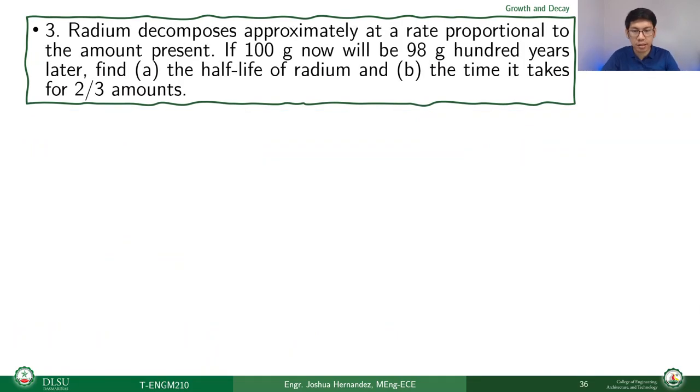Number 3. So example number 3. Radium decomposes approximately at a rate proportional to the amount present. If 100 grams now will be 98 grams 100 years later. So ano nangyari? From 100 grams, nabawasan siya ng 2. Naging 98 daw siya. Makalipas ang 100 taon. Find, una, the half-life of radium. And second, the time it takes for 2/3 the amount. Ayan. So this is a problem involving half-life.